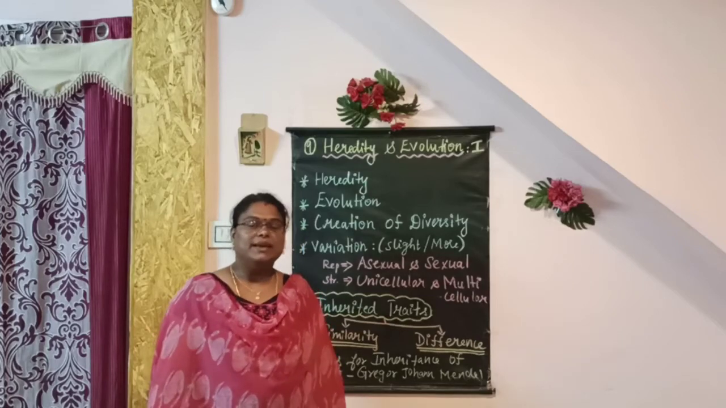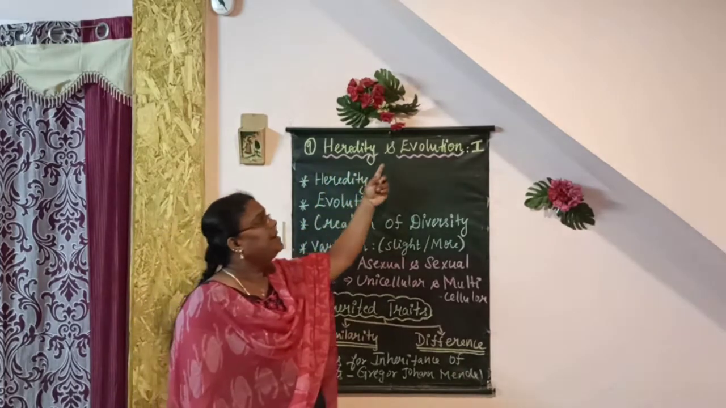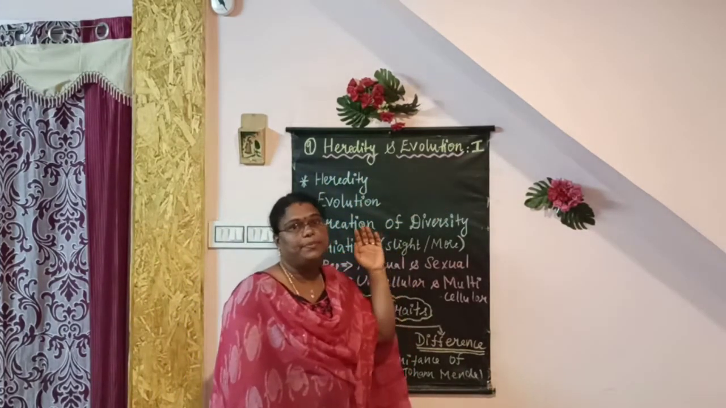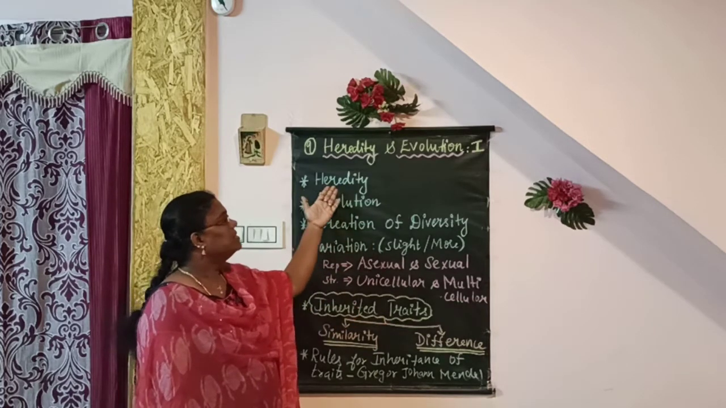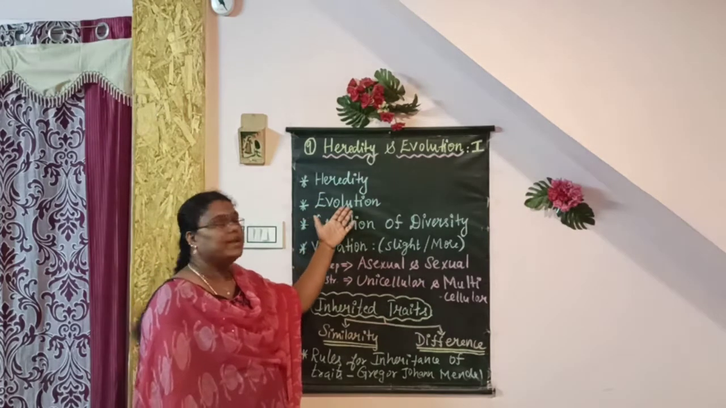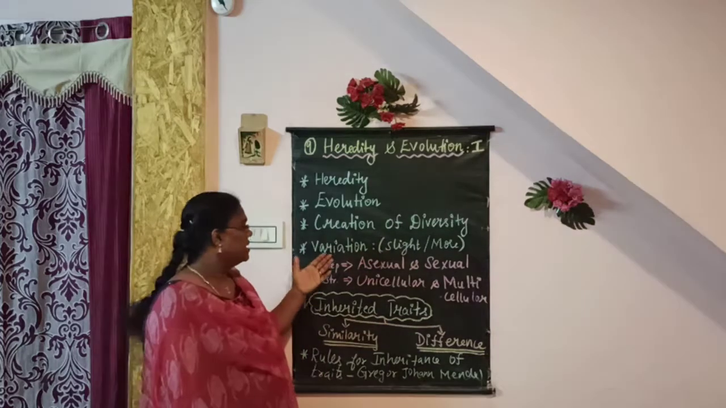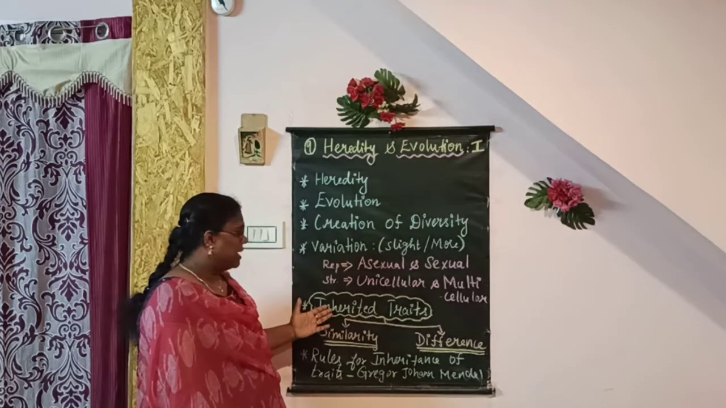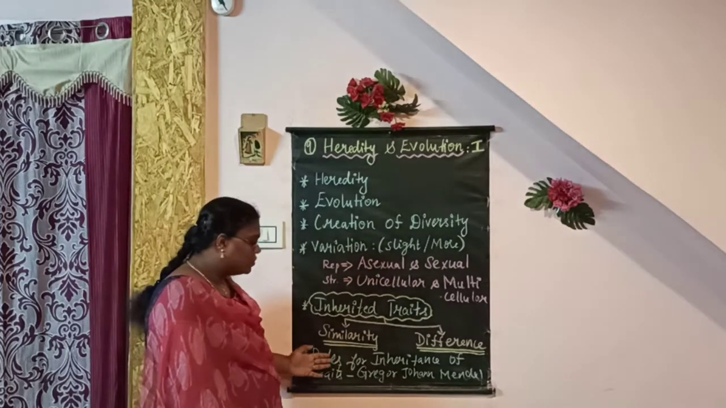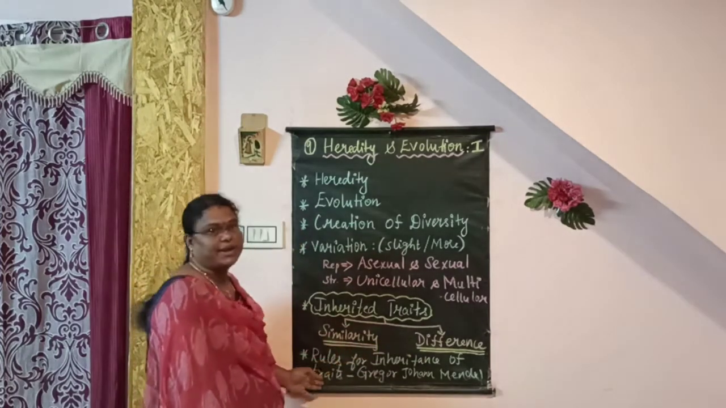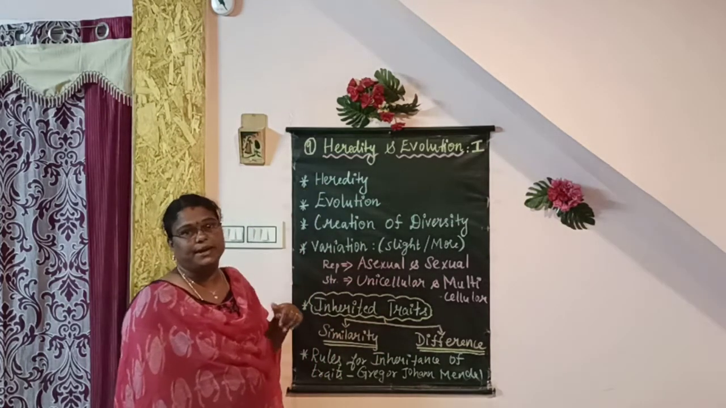Hi students, in this video we are going to see Chapter 9, Heredity and Evolution, Part 1. Under this part we are going to see many topics like what is heredity, what is evolution, creation of diversity, variation and inherited traits, and the last topic is rules for inheritance of traits by Gregor Johann Mendel. First we will see what is heredity.